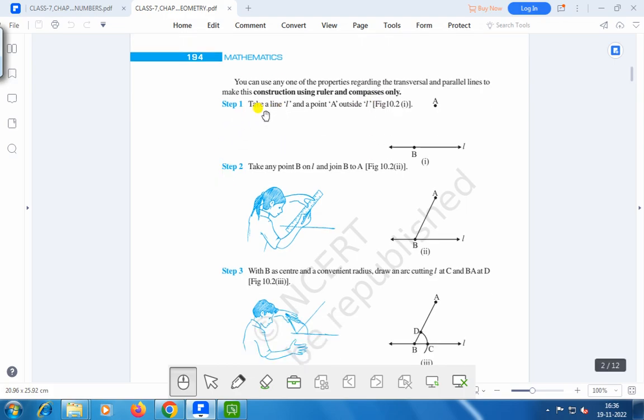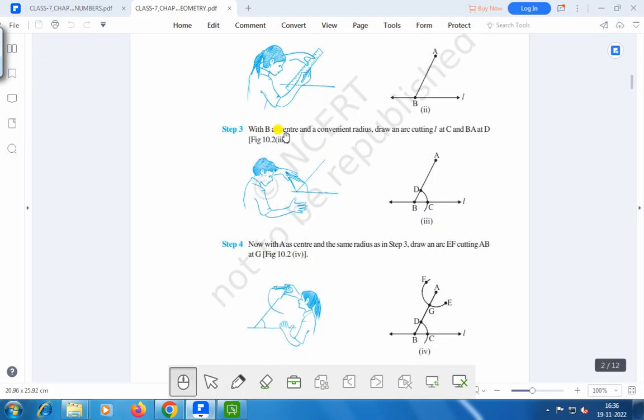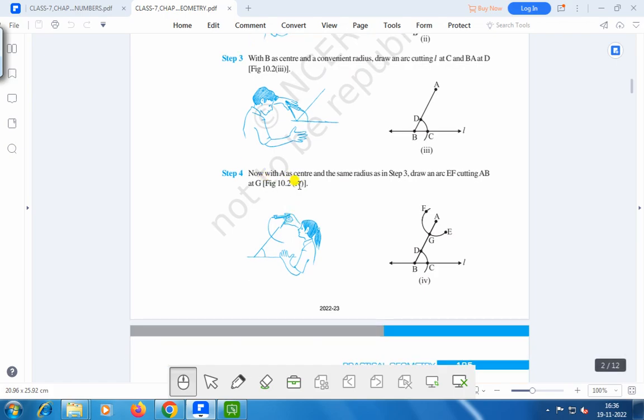Take a line L like this and a point A outside L. Take any point B on L and join B to A. With B as center and a convenient radius, draw an arc cutting L at C and BA at D. Now with A as center and the same radius as in step 3, draw an arc EF cutting AB at G.